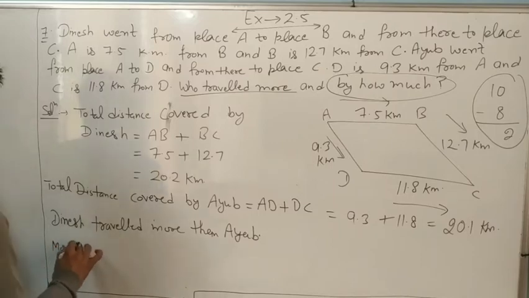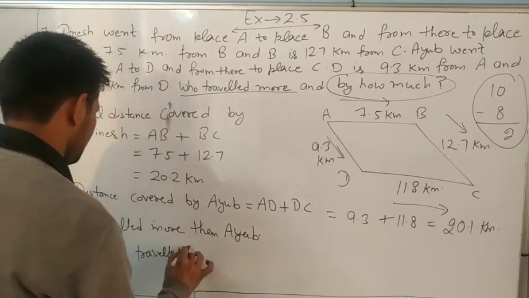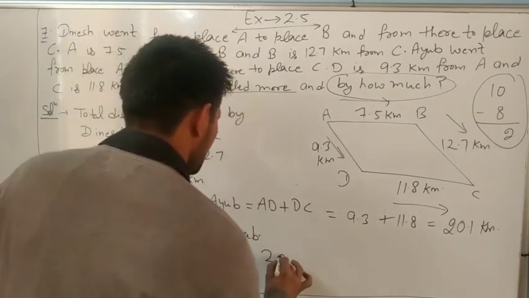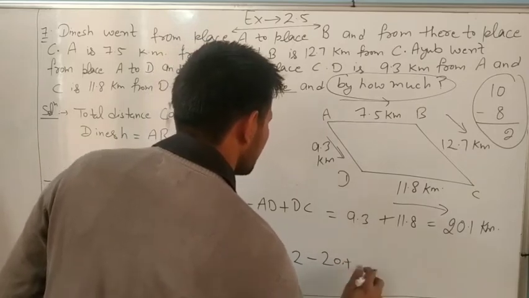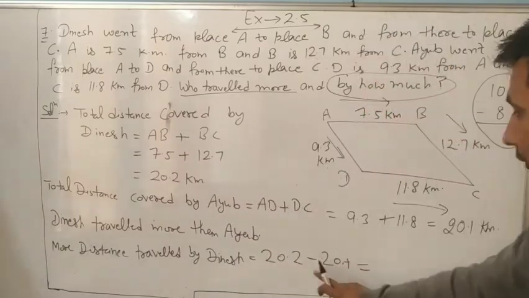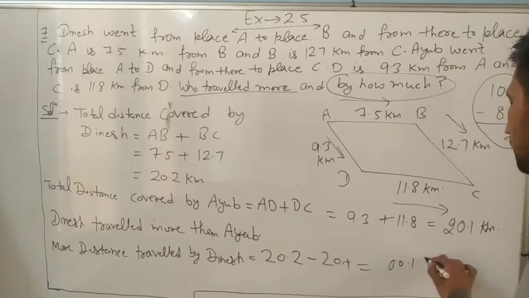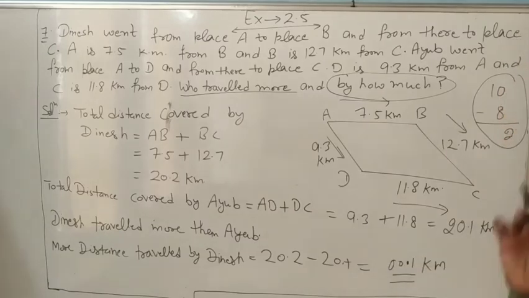More distance traveled by Dinesh. How much? 20.2 minus 20.1. And now we will write 2 minus 1, 1, 0, 0. So 0.1 kilometer distance covered by Dinesh is more. It is your answer. Now everyone read question number 8.